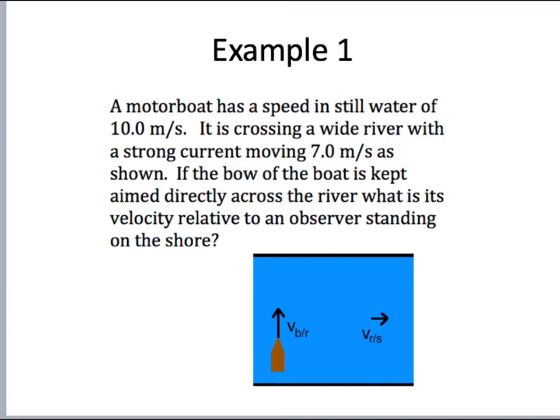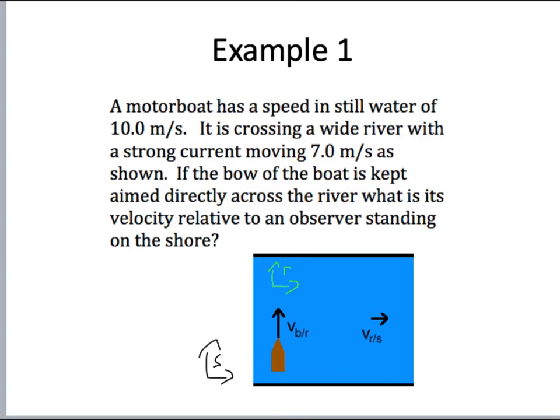So here we have a coordinate system that is fixed on the ground, and I could label that one as S for shore. So we can talk about the velocity of the boat relative to the shore, but we can also talk about the velocity of the boat relative to the river. And so I'm going to draw a little coordinate system on the river here, and this is the velocity of the boat relative to the river.